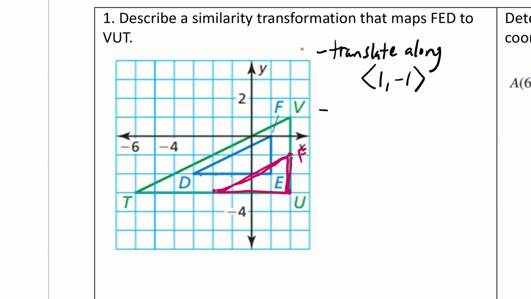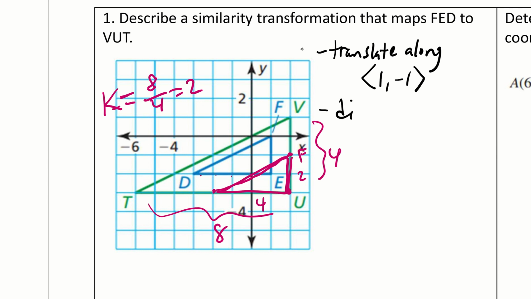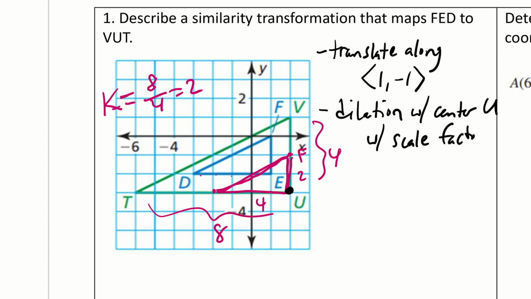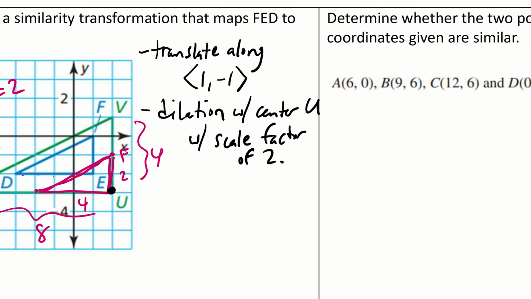And then if you notice that this length is 4 and this length is 8, this length is 2, this length is 4. So the scale factor here is k equals 8 divided by 4, which is 2. So we need to double the length of it. So we're going to do a dilation. And this dilation is with the center at U, okay? Dilation with center U with a scale factor of 2. There's my similarity transformation. Similar to what we did, no pun intended, similar to one of the previous problems that we did.